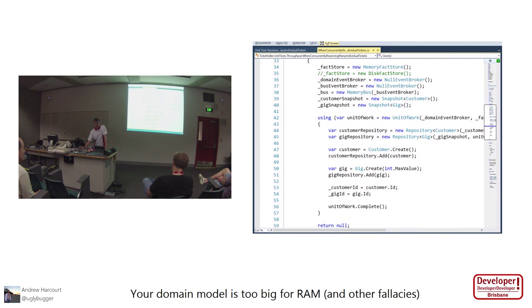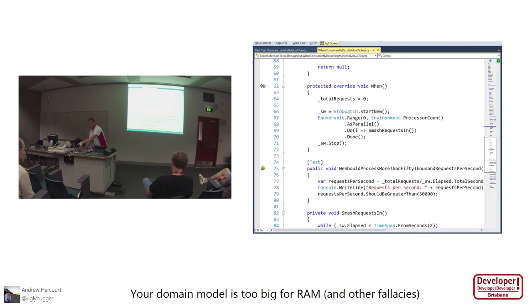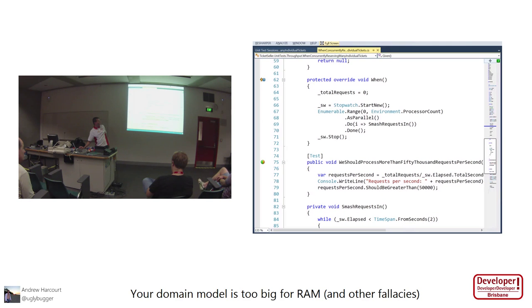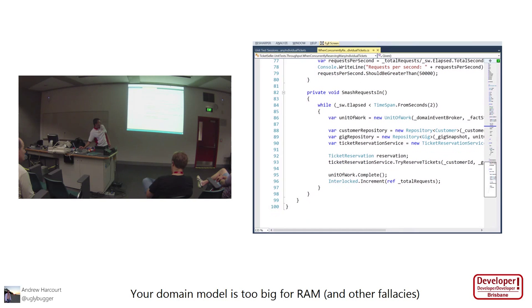Wow, we're doing 50,000 requests per second on a machine that behaves like this in Visual Studio. All right, so gig.create, that's kind of boring. All right, there we go, smash requests in. So you can see we're doing .AsParallel and we're just constraining it to the number of processors. What we're doing is calling our ticket reservation service, and it has a method called tryReserveTickets.